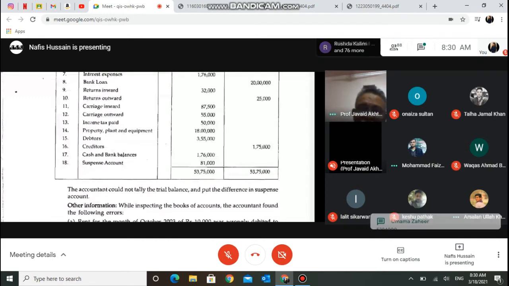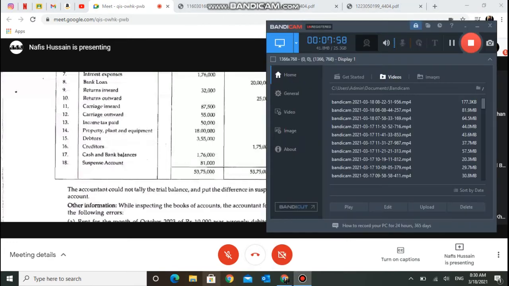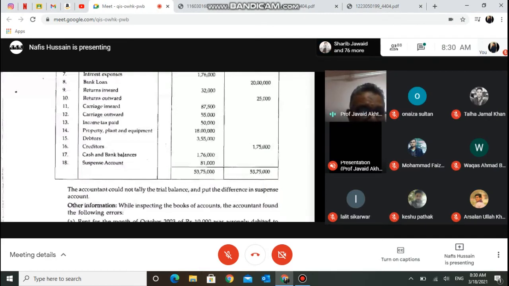81,000. So in order to make the total of both sides equal, the balancing figure is 81,000. So we record this figure as suspense account. Now, what could be the reason of suspense account? There can be hundreds and thousands of reasons. This is a result of so many mathematical errors.